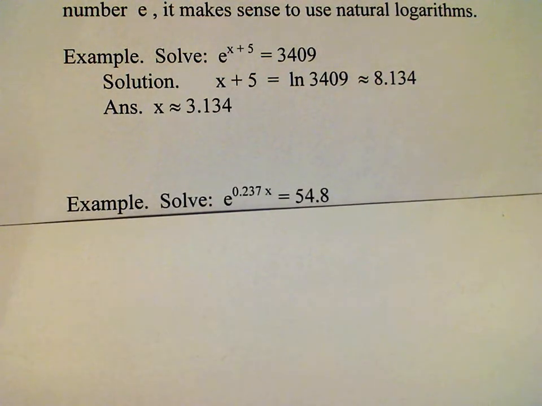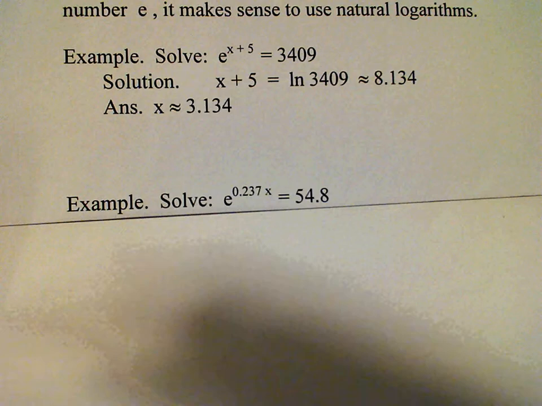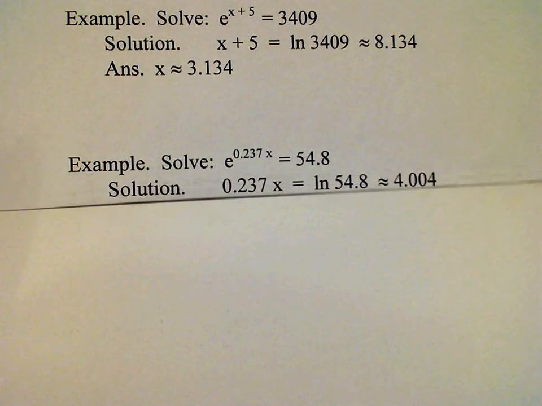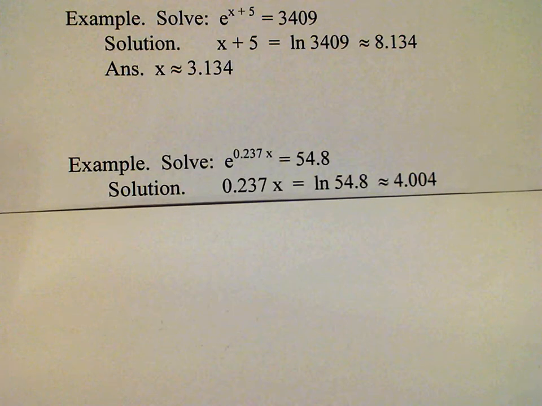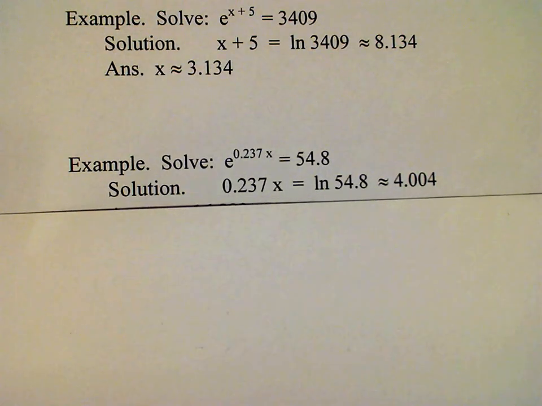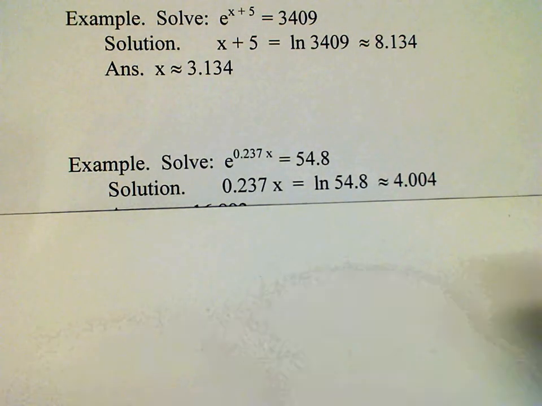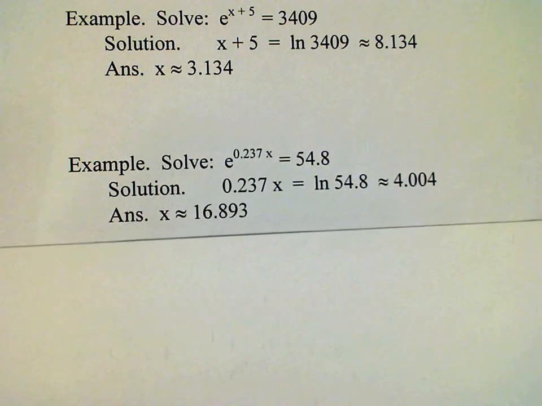All right, now we have e to the 0.237x equals 54.8. Take natural logarithms. And we find natural log of 54.8 is approximately 4.004. And then divide by 0.237 to get our answer. Do one more example.